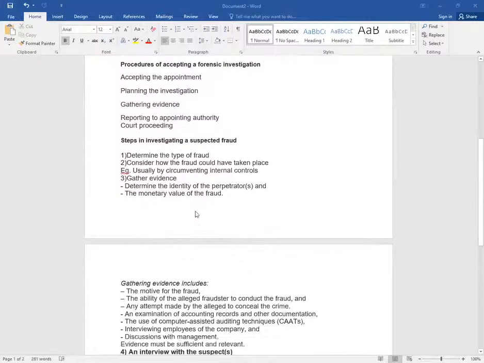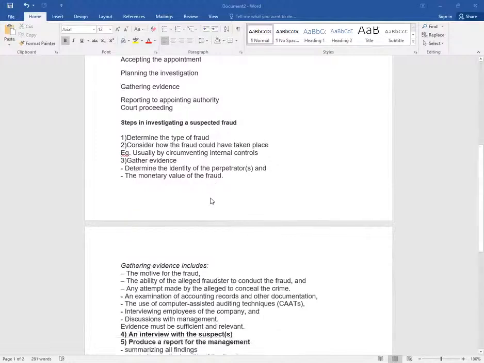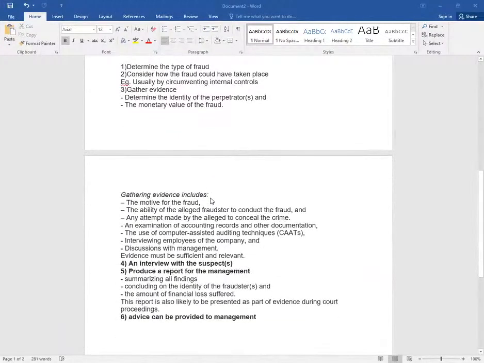Gather evidence. Determine the identity of the perpetrators. Of course, when you are gathering evidence, it will help you to identify the perpetrators, the monetary value of the fraud, etc. Gathering evidence includes the motive for the fraud, the ability of the alleged fraudster to conduct the fraud, and any attempt made by the alleged fraudster to conceal the crime.